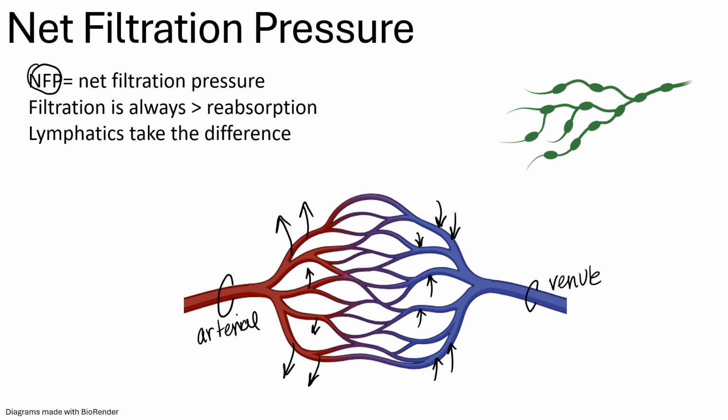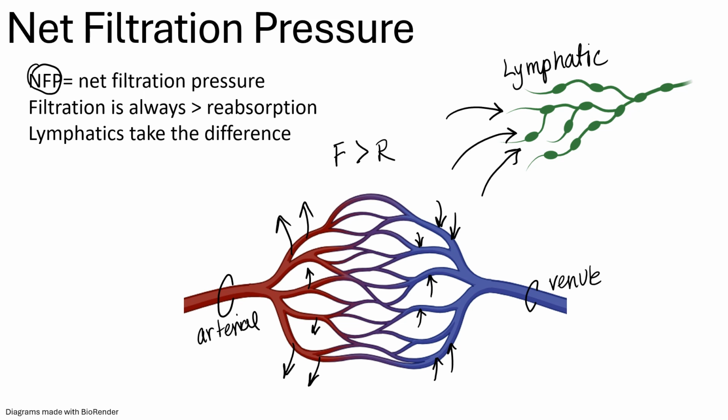And the only thing that you need to know, despite all of the numbers that your book uses, is that filtration always exceeds reabsorption. All of the fluid that comes out by way of filtration is not reabsorbed on the other side of the capillary bed. The excess fluids are managed by this structure here, which are lymphatics. Lymphatics are like a drainage system. They collect all of this fluid from all of your tissues and they dump it back into the subclavian vein. So it's a drainage system.